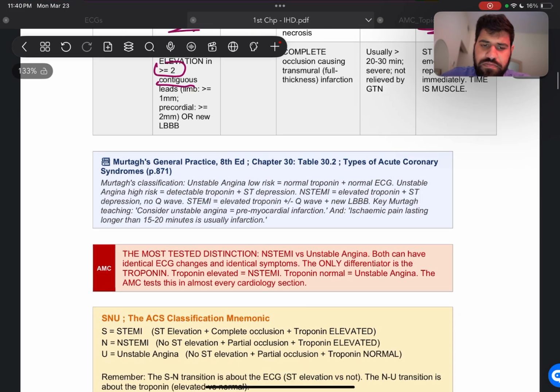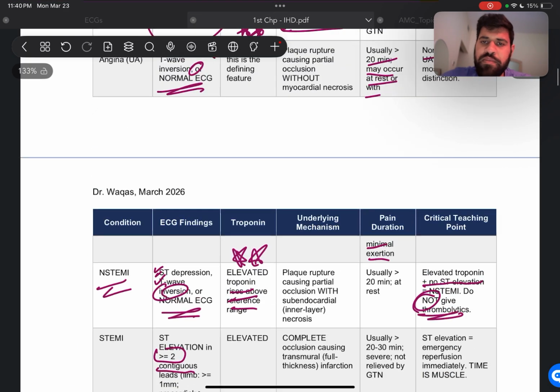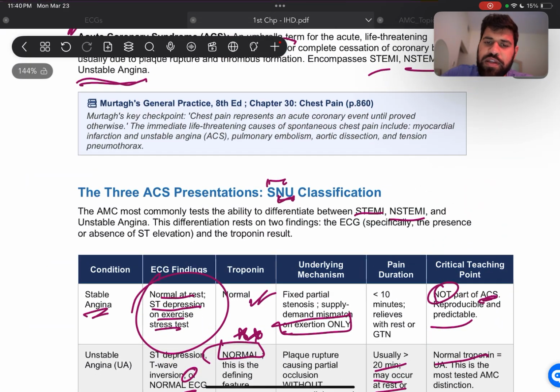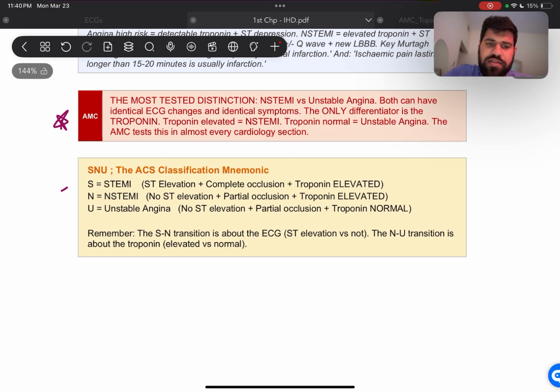All right. Now the text in red is always going to be AMC traps or important points that AMC is known to test. The most important distinction you are going to be tested on is NSTEMI versus unstable angina, because both can have identical ECG changes and identical symptoms, and the only differentiator is the troponin. So remember I said NU and SN: NU is troponin, whereas SN is going to be ECG changes. This is a short form. At the end of the chapter, you can revise the important table once.